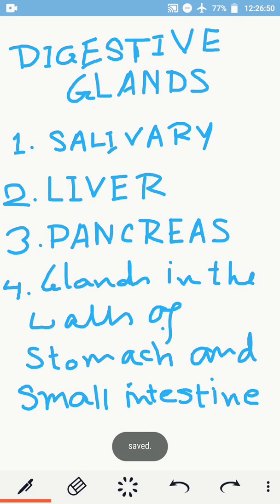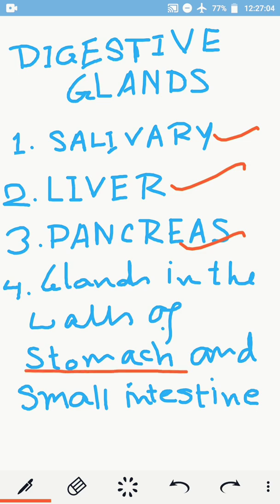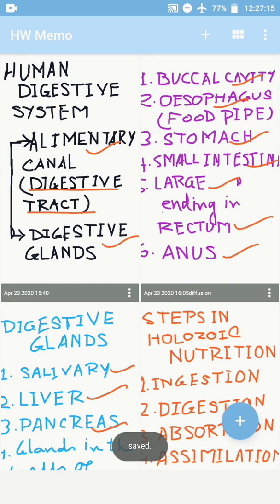What are the digestive glands? Salivary glands. We have three pairs of salivary glands. Liver, the largest gland of our body. Pancreas, glands in the walls of stomach, and small intestine. These all are the digestive glands. Now, each part of this has some functions to do.